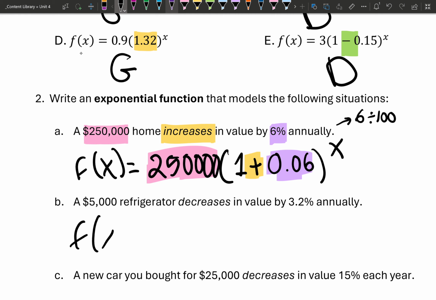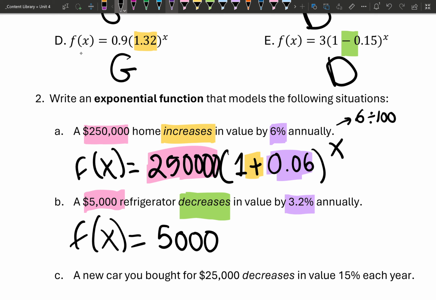Next, we have a $5,000 refrigerator that decreases in value by 3.2% annually. Annually means once a year. I forgot to mention that in the previous problem. So we start with 5,000. We have a 1 minus because it's decreasing. And our rate as a decimal is 0.032, to the power of x.